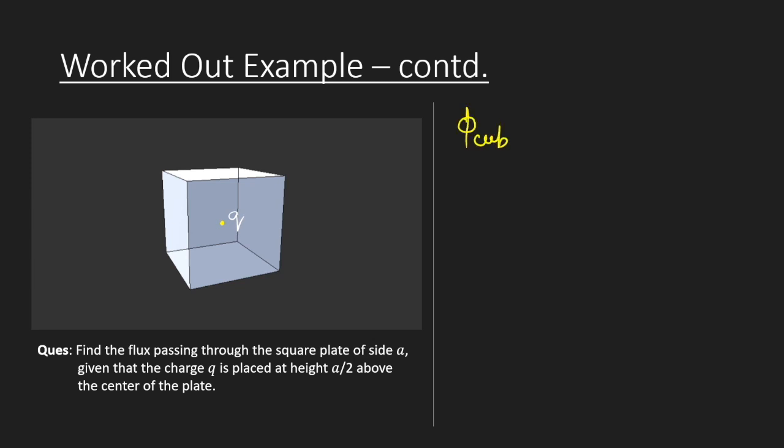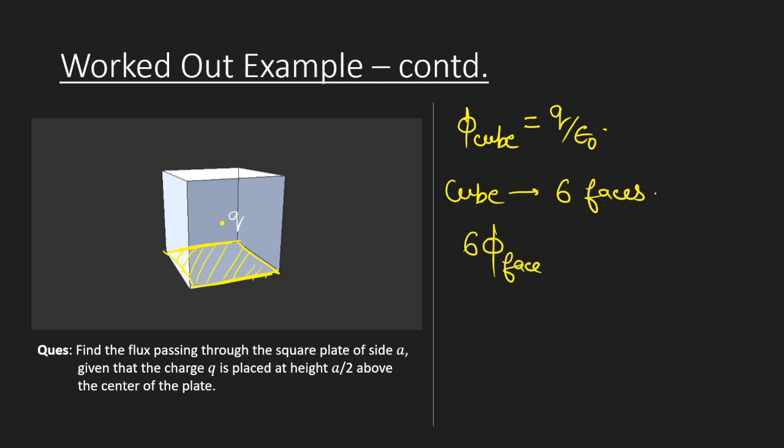So the flux through this entire cube is going to be the enclosed charge, which is Q divided by epsilon naught. Now, there are six faces to a cube, and we wish to find the flux through a single face. So let's say this bottom one right here. By this argument of symmetry, since all of these faces are identical in both orientation and size, the flux through each of them must be the same. So 6 times the flux through a single face, because there are 6 of them, should be equal to the flux through the entire cube, which is equal to Q by epsilon naught.